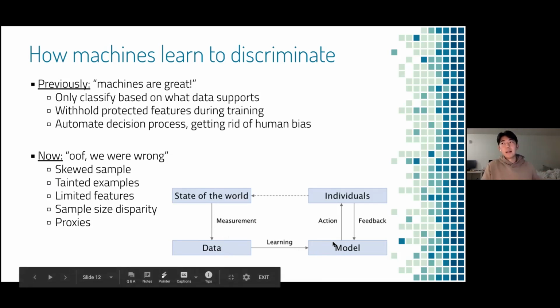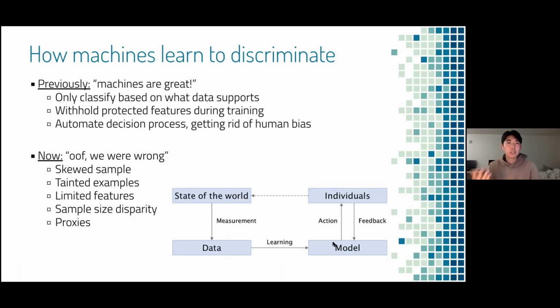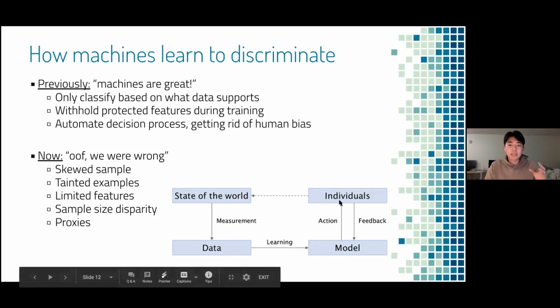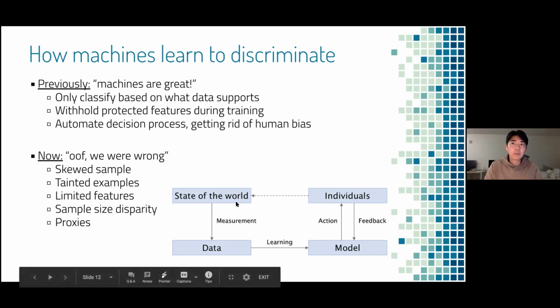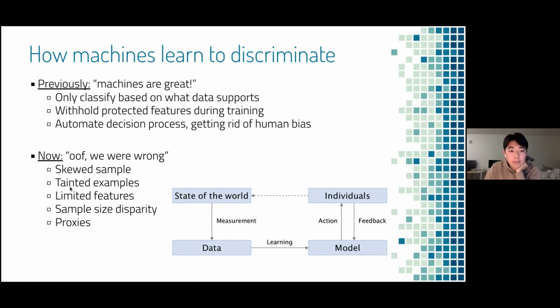After that, we employ the predictions of our model to perform actions on individuals, create game plans or direct companies, which impact individuals. And they in turn give feedback to our model. And this will actually shape the landscape of our world as we see it. You can see that this is a cyclic structure. So any bias that can potentially be propagated through our model can only get worse if we continue to let it go unchecked. The types of issues that we're going to be looking at are skewed sample, tainted examples, limited features, sample size disparity, and proxies.